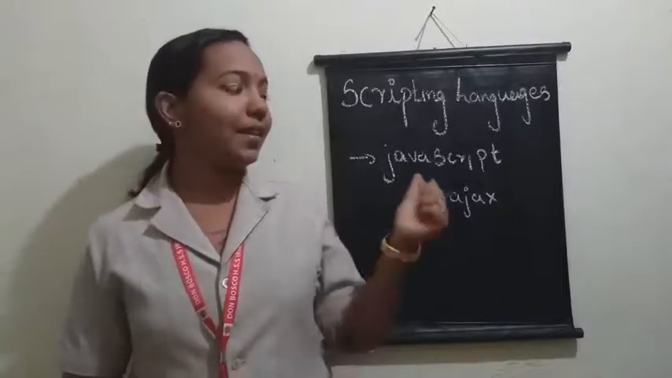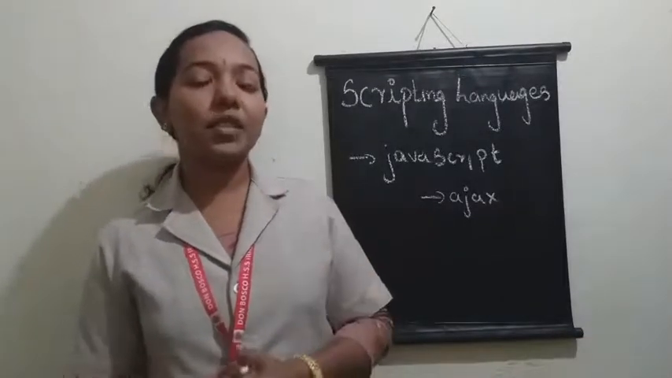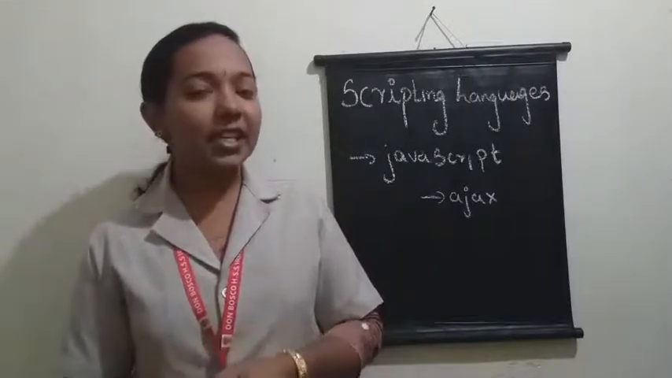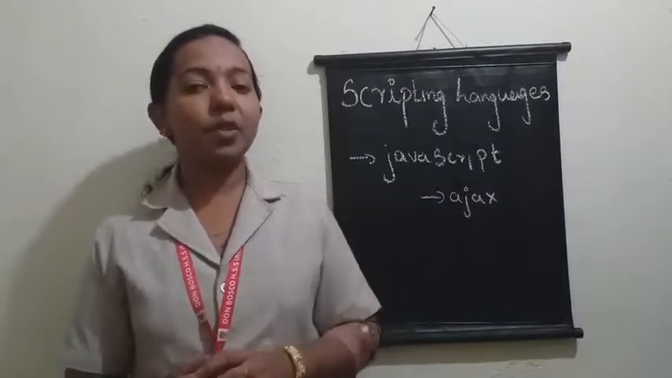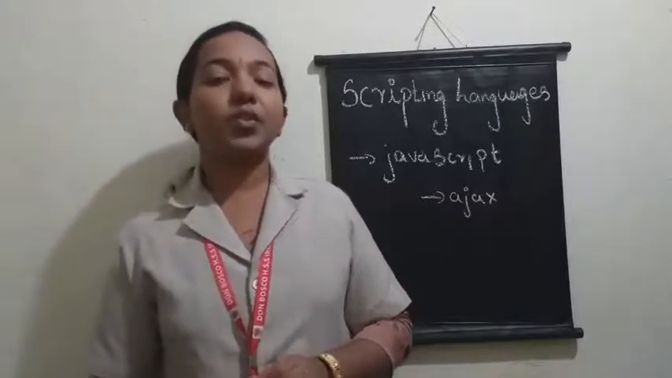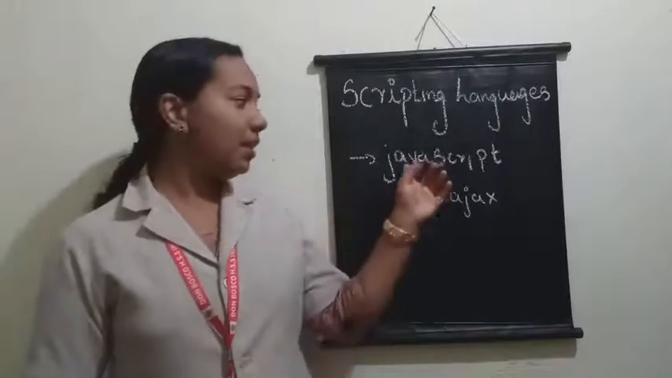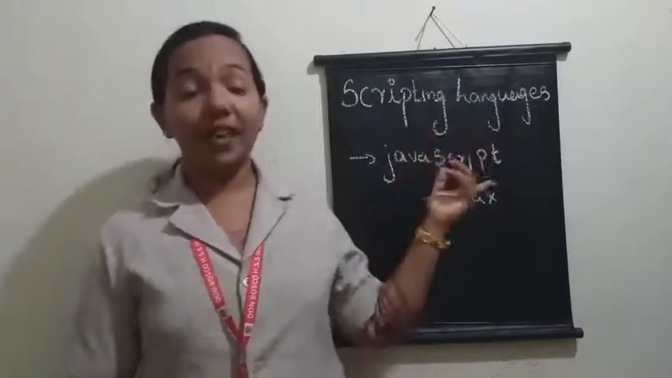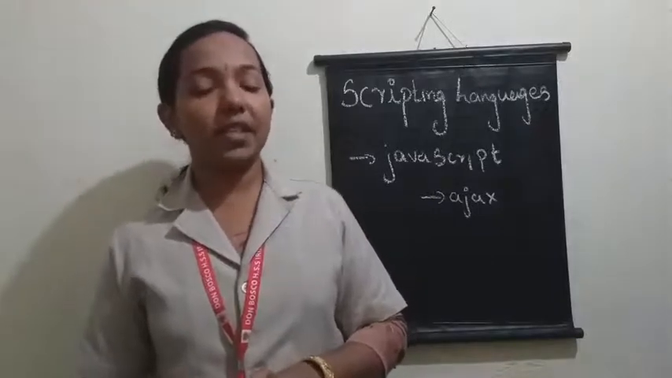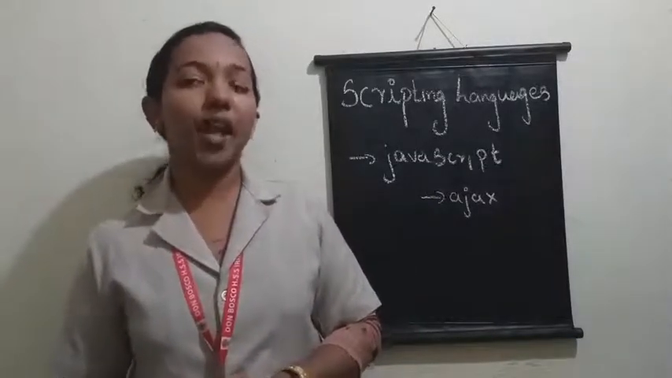Also, we can easily embed JavaScript code inside the HTML program. Then, what is the extension for a JavaScript file? The name indicates JavaScript, J and S. So the extension of JavaScript code is .js.